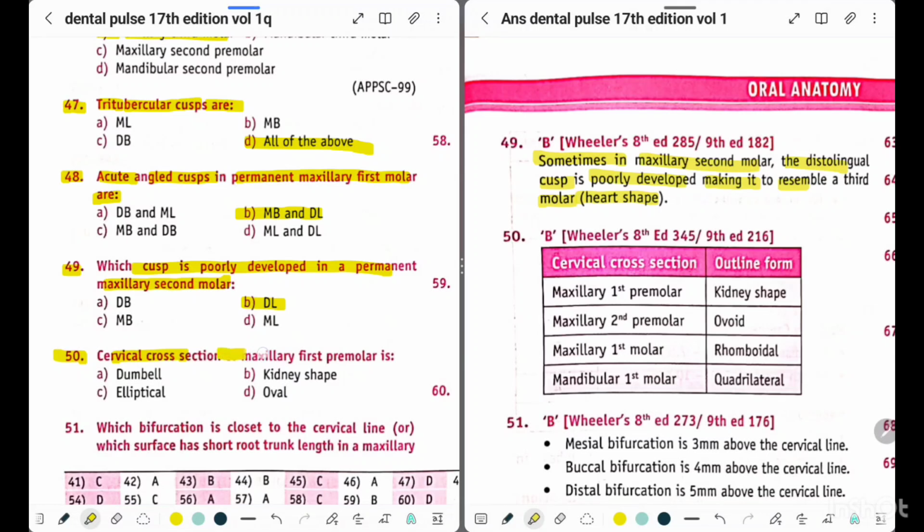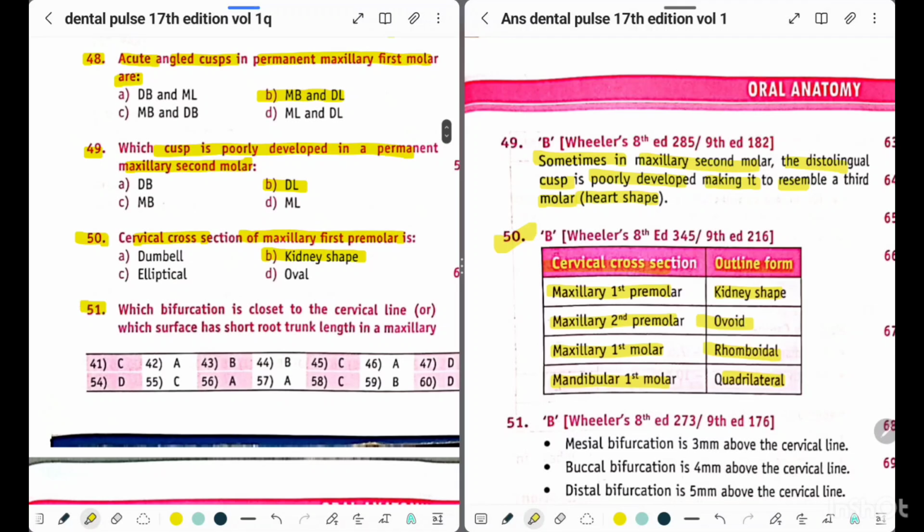Cervical cross-section of maxillary first premolar is. So its answer is kidney shape. Cervical cross-section of maxillary first premolar is kidney shaped. Now let's see its explanation. Cervical cross-section and outline form: maxillary first premolar has kidney shape, maxillary second premolar ovoid, maxillary first molar rhomboidal, and mandibular first molar quadrilateral.